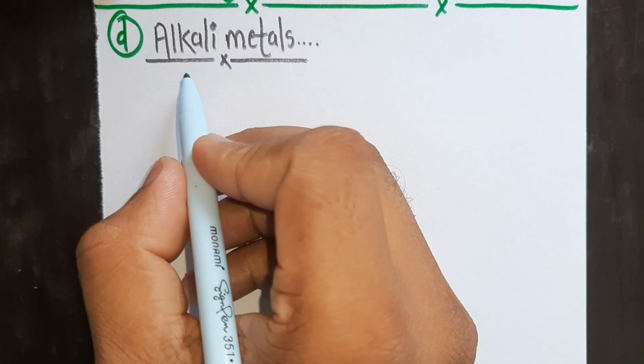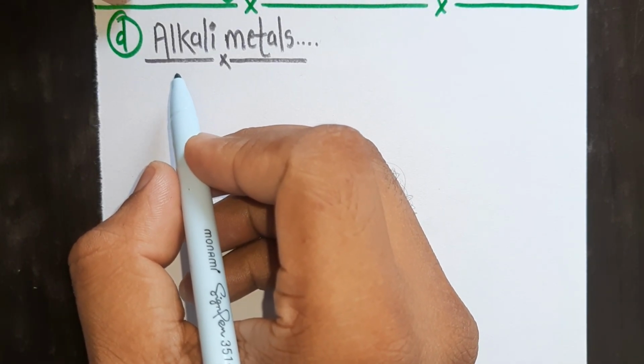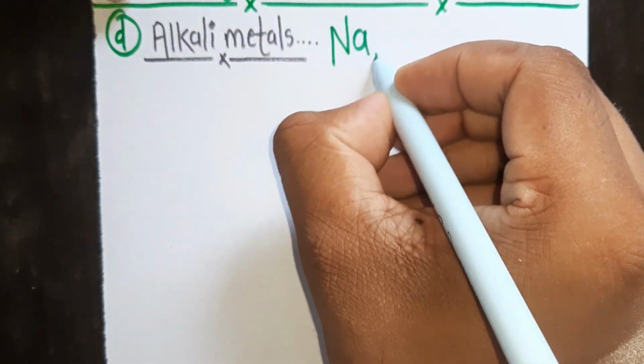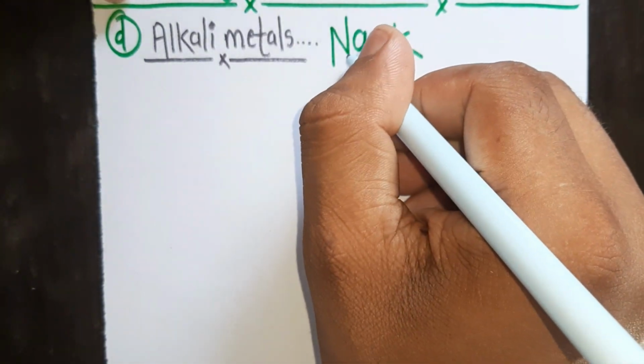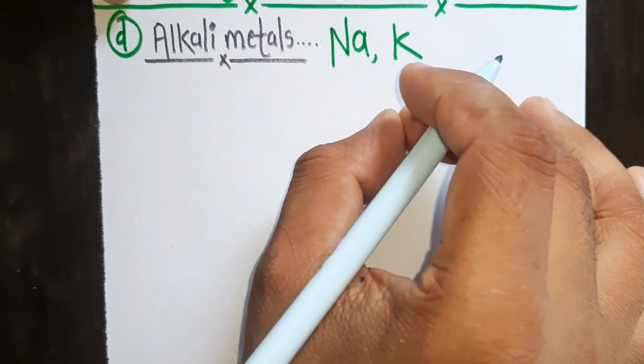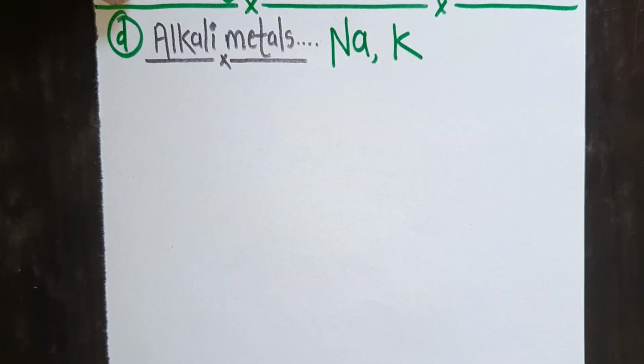Let's see here. What happens when ammonia reacts with alkali metal? What are the examples of alkali metal? Can you say me? The alkali metals are sodium and what? Potassium. Sodium means Na and potassium means K. And what happens when these two elements or any one of them react with ammonia gas? Let's see the example here.